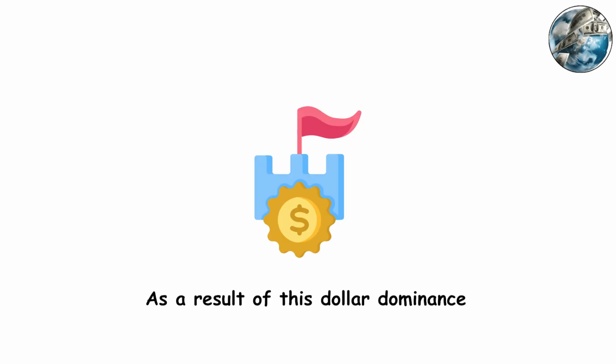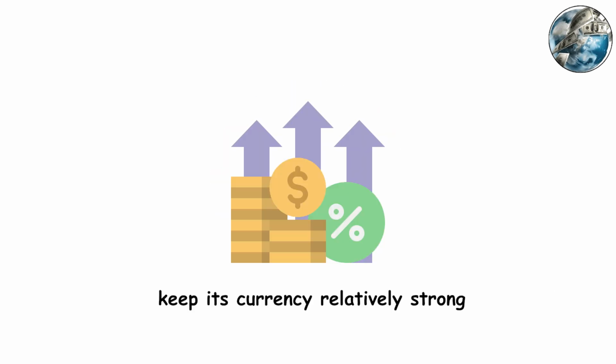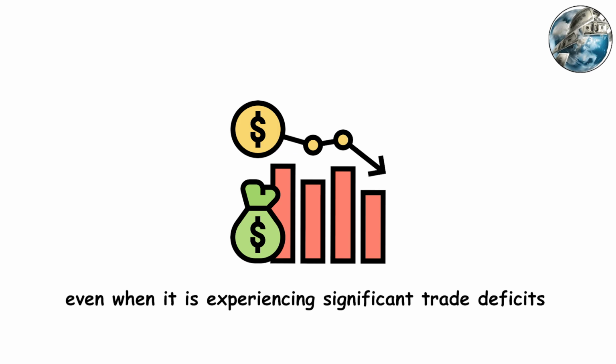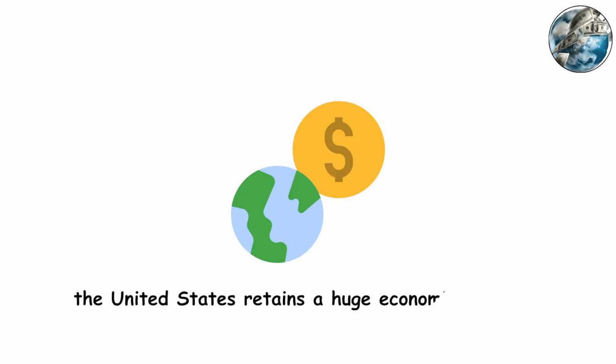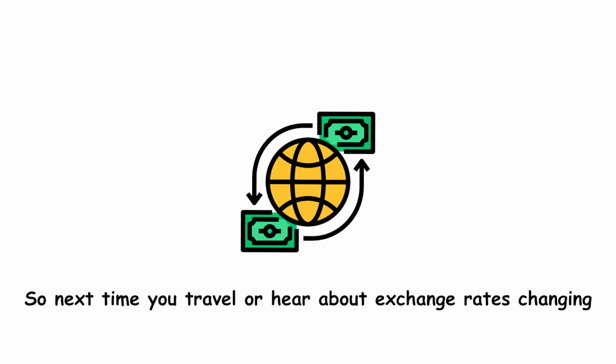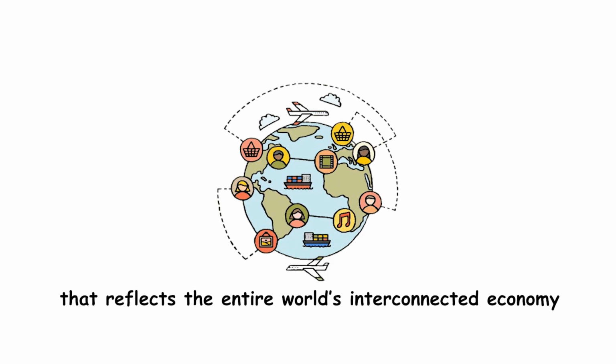As a result of this dollar dominance, the United States can borrow money at lower interest rates and keep its currency relatively strong even when it is experiencing significant trade deficits. Because of the widespread confidence in the dollar, the United States retains a huge economic influence. So, next time you travel or hear about exchange rates changing, you'll know it's part of a complex system that reflects the entire world's interconnected economy.